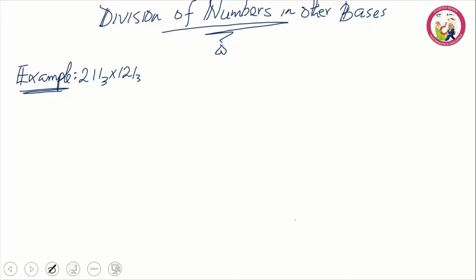What I'm about to do is to multiply these numbers, then divide their product by one of the numbers. While I'm doing the division, I will explain how to go about direct division of numbers in other bases. So let's go ahead with the multiplication by long multiplication method: 211 base 3 times 121 base 3.